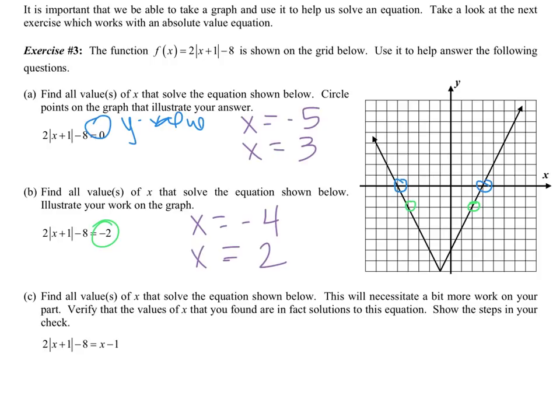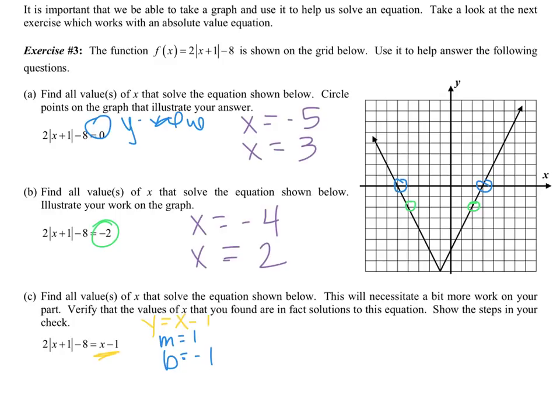Find all values of x that solve the equation shown below. This will necessitate a bit more work on your part. Verify the values of x that you found are in fact solutions to this equation. Show the steps in your check. So it's saying that y has to equal x minus 1 because of this right here. That's what y equals. So look at this. What is your m of that equation? It's 1. Your slope is 1. What is your b? It's negative 1. So we're going to graph this up on this.